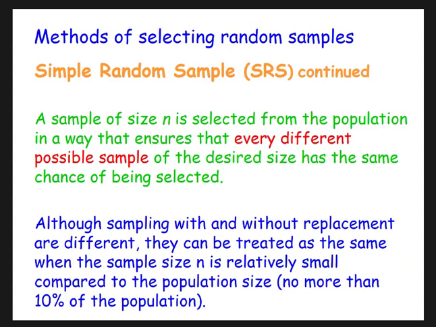Although sampling with and without replacement are different, they can be treated as the same if the sample size is small compared to the population size. If we have a large enough population, it really doesn't matter if we're sampling with or without replacement, because whether we put the person back into the population or not does not significantly change the probability of selecting the next person.